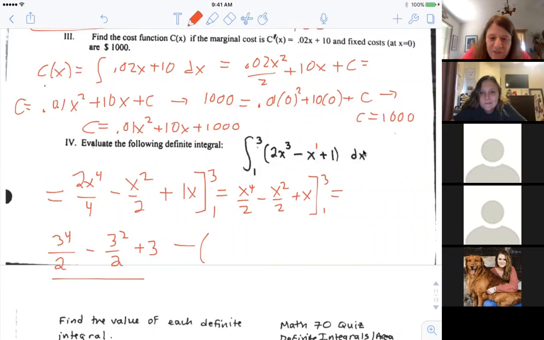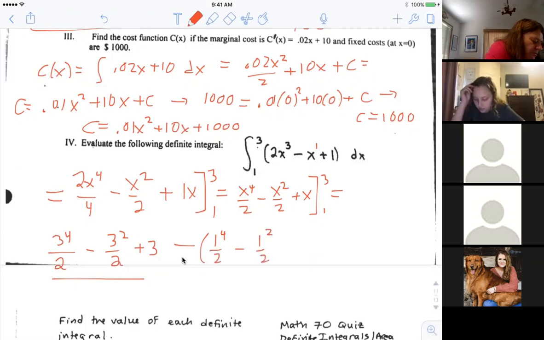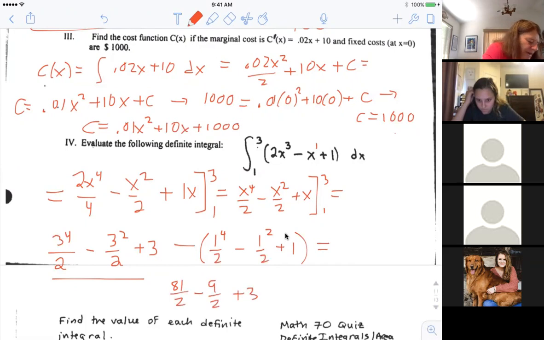So here's what I'm doing on this one, guys. I took the antiderivative. I plug in the upper limit first, and then I plug in the lower limit. So when I plug in the lower limit, it'll be 1 to the 4th over 2 minus 1 squared over 2 plus 1. After that, it's just grind it out. This is 81 halves right here minus 9 halves plus 3. If I shoot the negative through here, it'll be minus a half. Minus a minus will be plus a half. Minus 1.